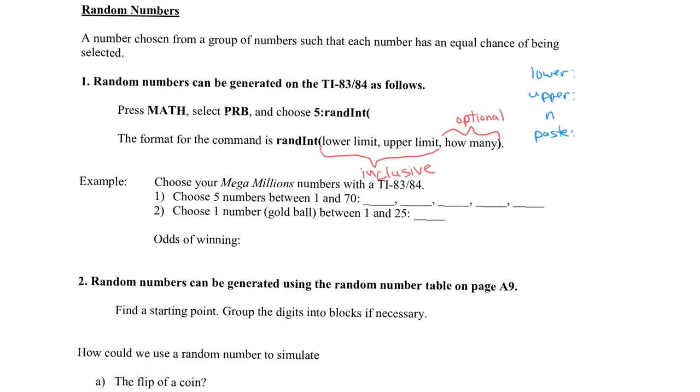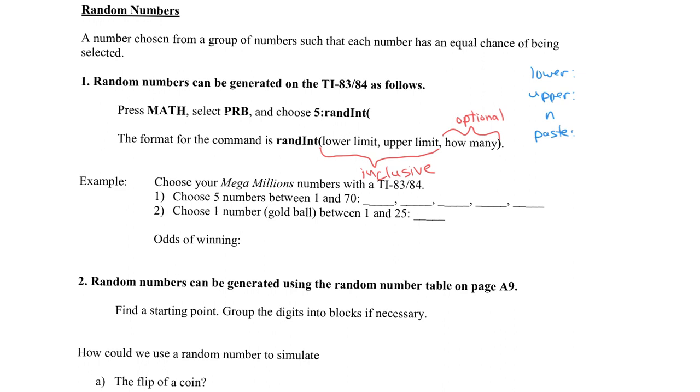So, for instance, if I wanted to choose one number between 1 and 10, I would say random integer 1, 10. I could leave the last part off, just close the parenthesis, and it would give me one number between 1 and 10. If you wanted three numbers between 1 and 10, you would have random integer 1, 10, 3. The last part is optional. If you leave it off, it just gives you 1.